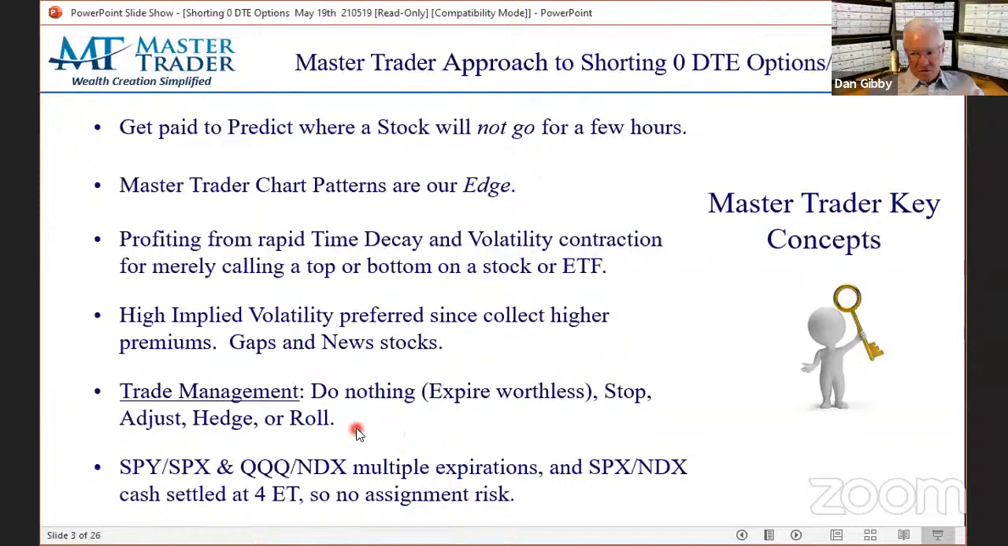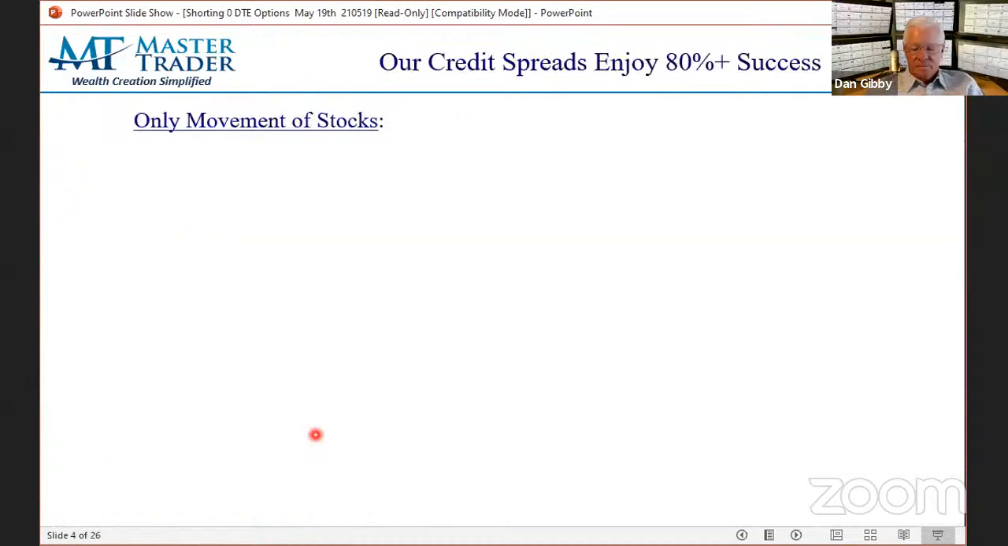But once we enter one of these trades, we're in trade management mode. So as long as it's working like the Qs are today, you would do nothing. You got your stop in place, we're trail stopping, and let it expire worthless. You could adjust if needed. We can hedge it if needed, maybe leg into a condor, which we're not going to talk about today. We can roll it to the next expiration, which on Qs, today's Wednesday, would be Friday. Let's just keep going here.